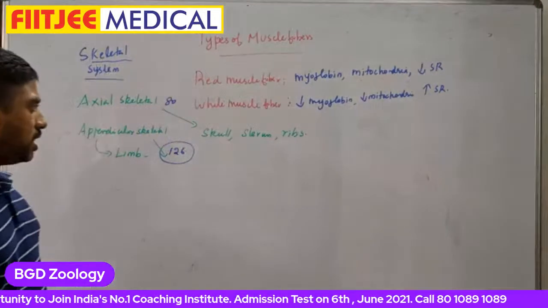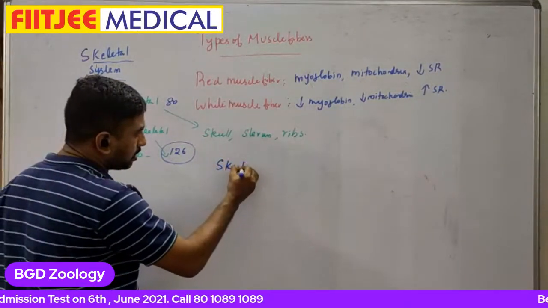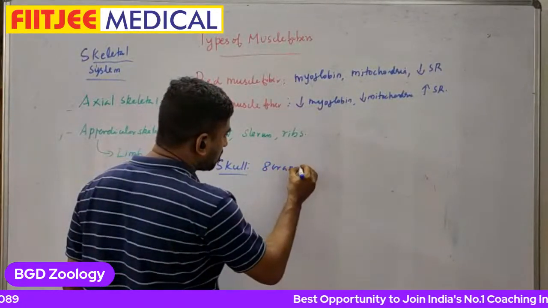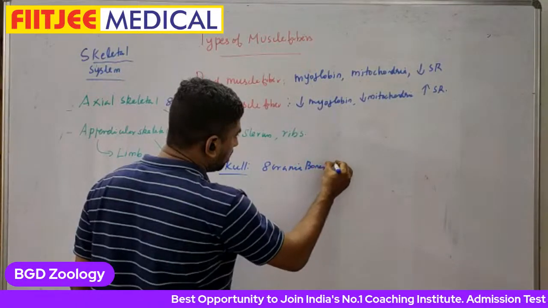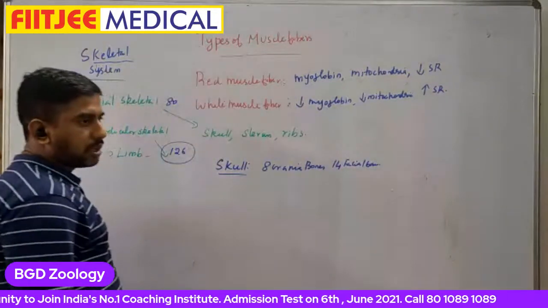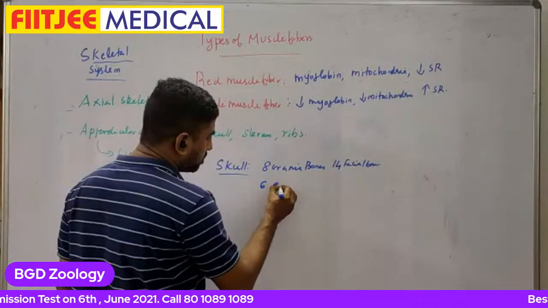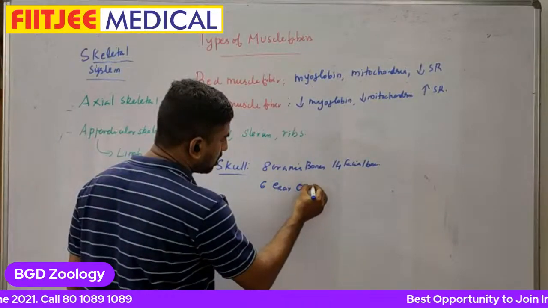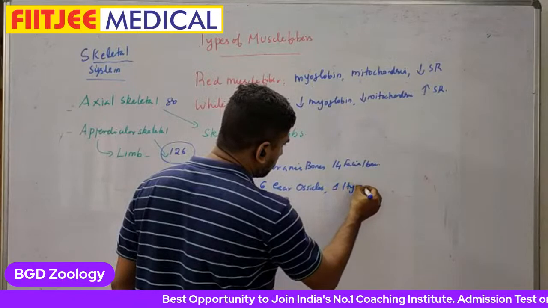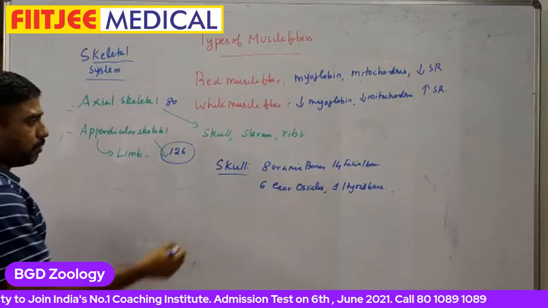Now, looking at the very important structures here, the skull: you can see the 8 cranial bones and 14 facial bones, right? And if you include the 6 ear ossicles, and below the buccal cavity region there is a bone called the hyoid bone, right? Now the sternum, you know very clearly.